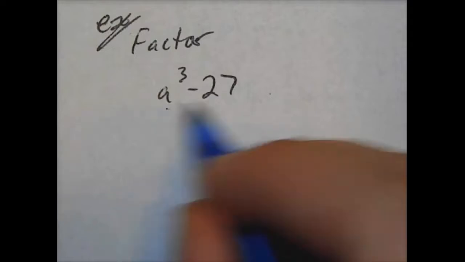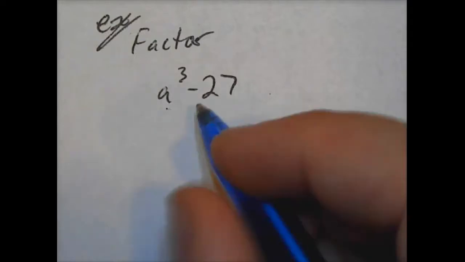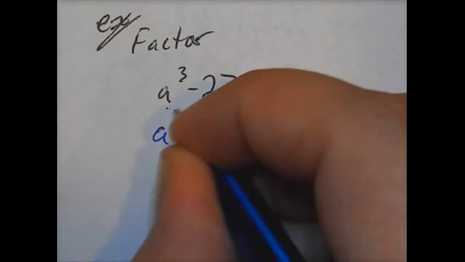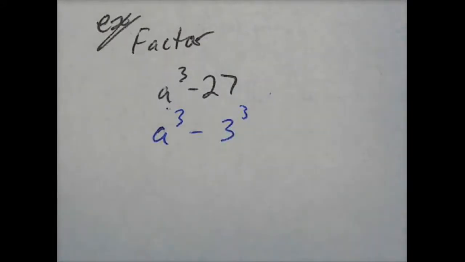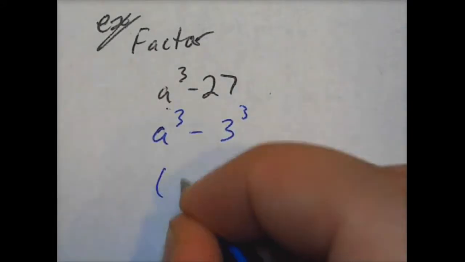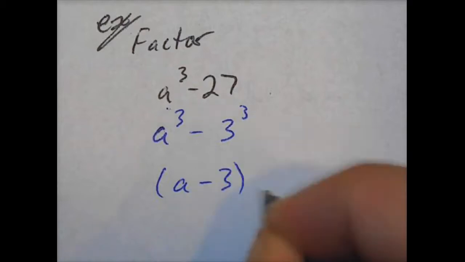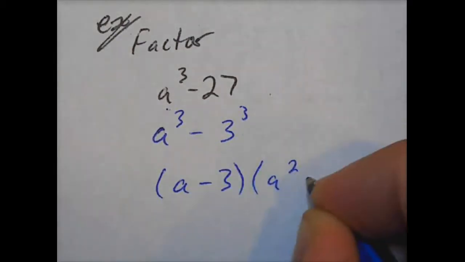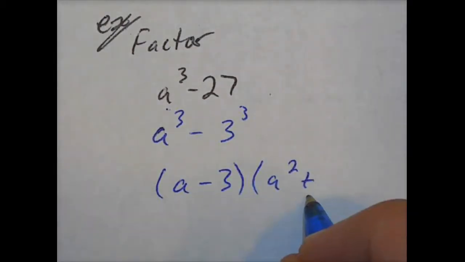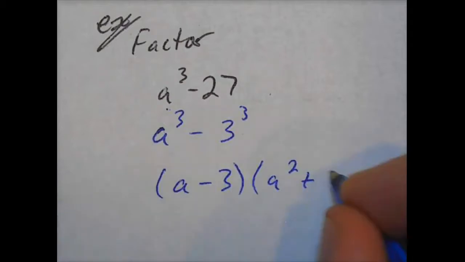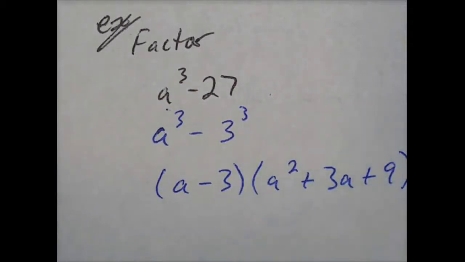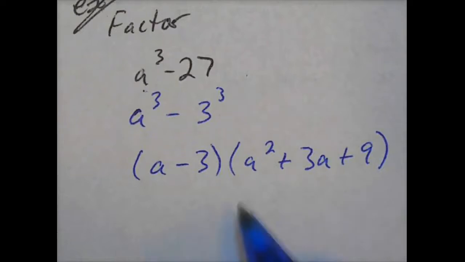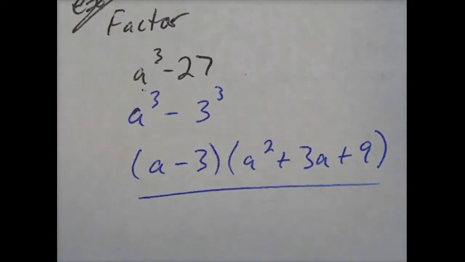All right, factor. We have a cube. So probably this is a cube. It is a cube. Imagine that. So we have a cubed minus 27, which is 3 to the third. So we can rewrite this as a difference of cubes. So a minus 3, a squared, then plus the opposite sign. These two things multiplied, so 3a plus 3 squared, which would be 9. Okay, that's really all there is to that stuff.